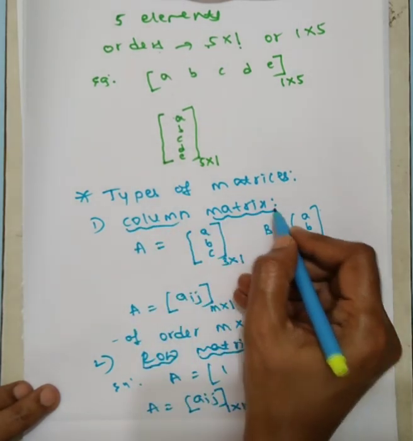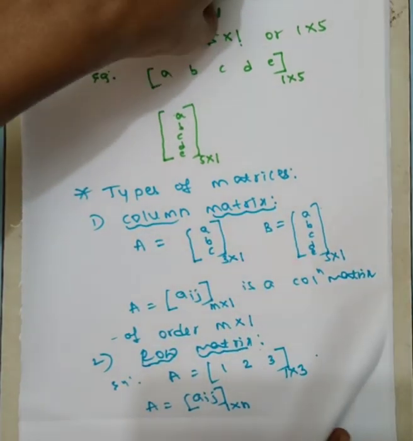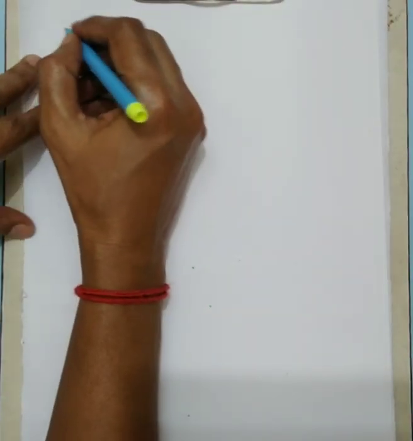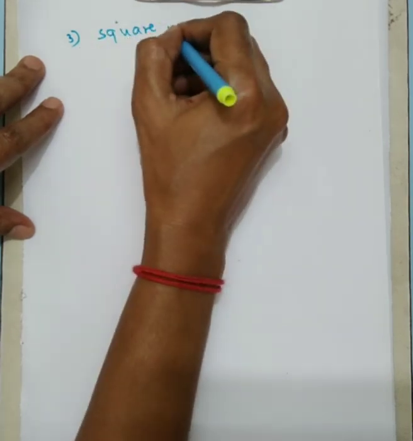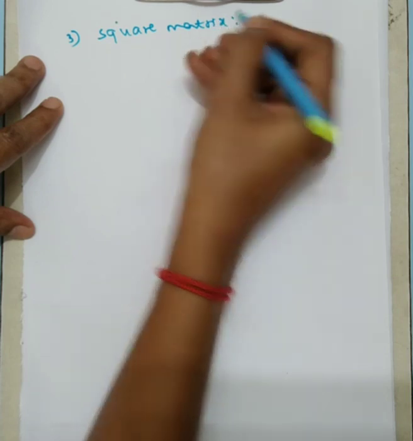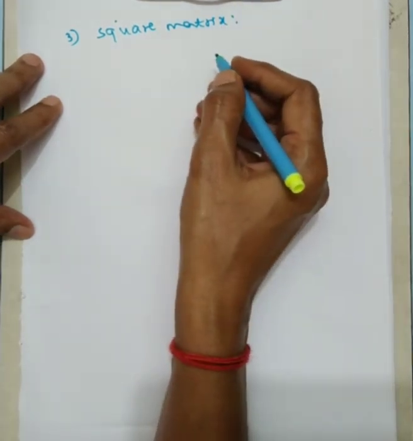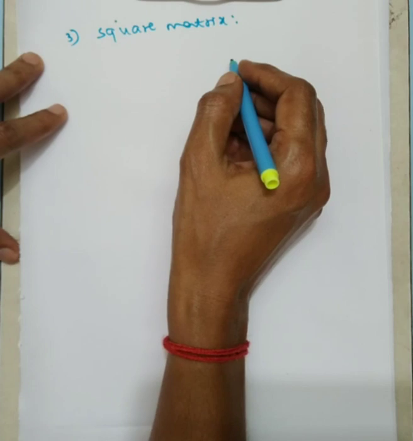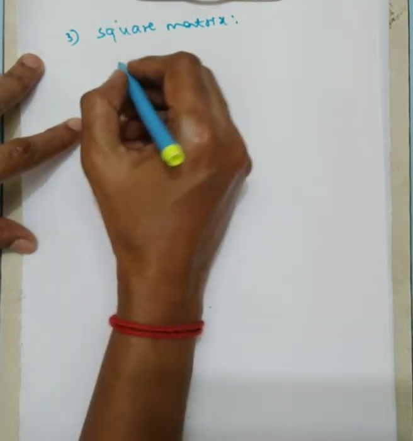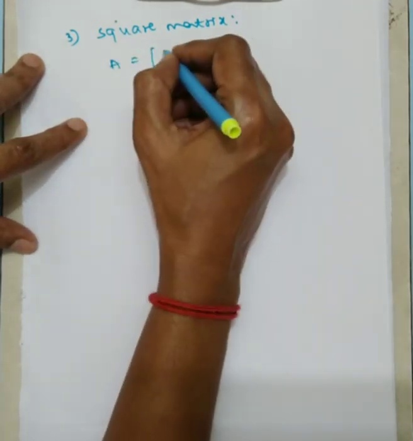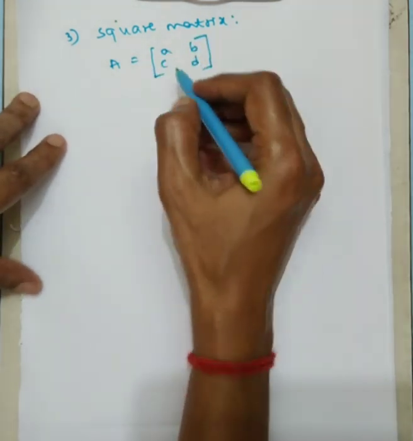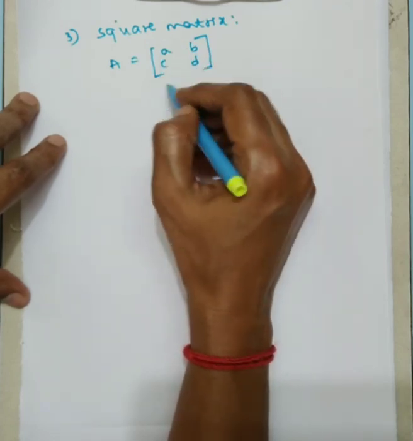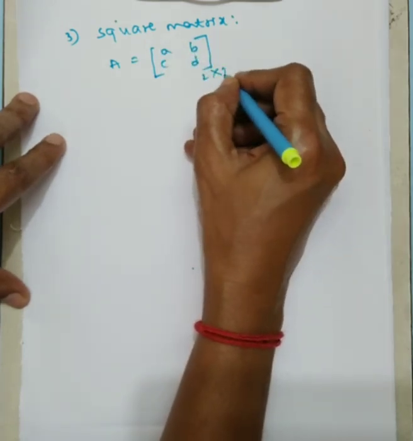So this is the second type, that is row matrix, and the first one is the column matrix. Okay, so now let us see what is square matrix. Third one, that is square matrix. So square matrix means if the number of rows and number of columns are equal, then it is called what? A square matrix. Now you see, suppose for example here A, B, C, D. Now these are the elements of the matrix. Now how many rows are there? 2 rows. And how many columns are there? 2 columns. The order of the matrix is 2 by 2.